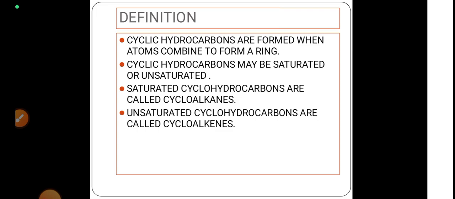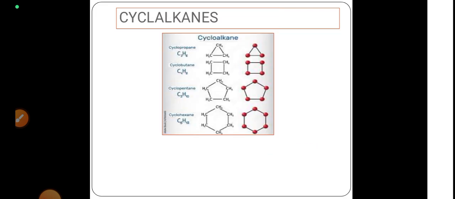Cyclic hydrocarbons may be saturated or unsaturated. Saturated cyclohydrocarbons are called cycloalkanes and unsaturated cyclohydrocarbons are called cycloalkenes. So saturated always have single bonds between carbon-carbon, whereas unsaturated will have a double bond between two carbon atoms. So here are some of the examples.